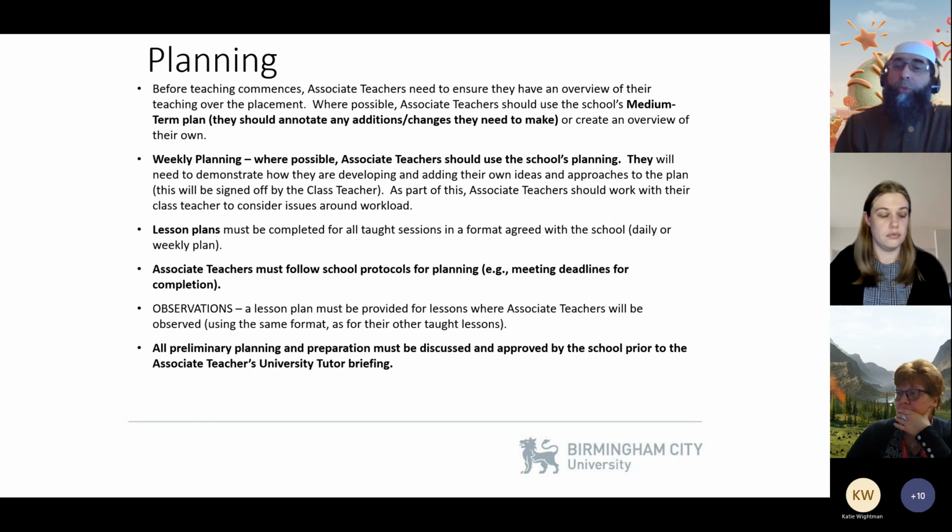We also expect them to save these planning documents in the shared folder that Laura mentioned earlier on. University tutors do check whether they have been planning and saving these documents in the folders. Can I just check at this point, just before we carry on, has anybody got any questions at all?